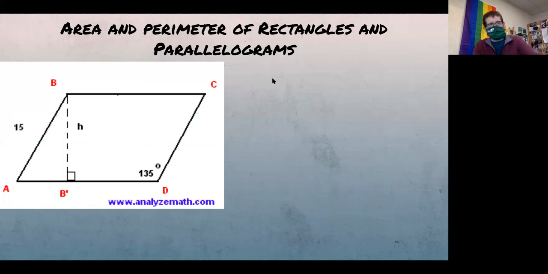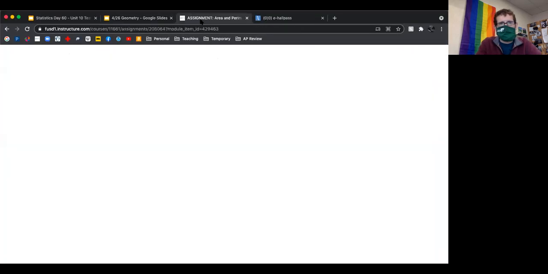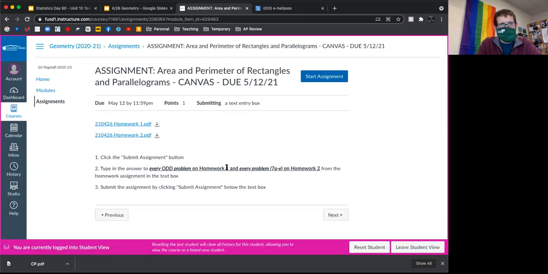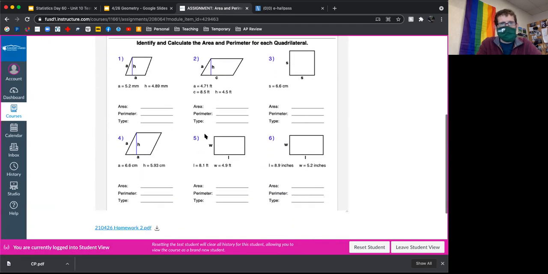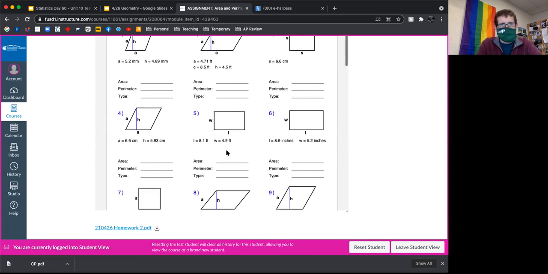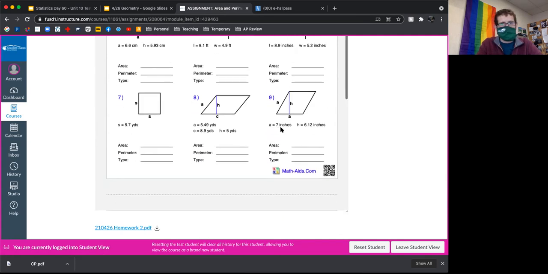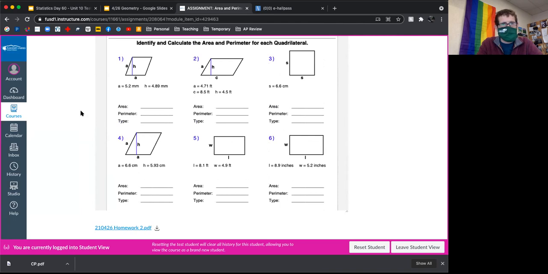What I'm going to do real quick is take you over to Canvas. You're going to be doing some PDF on Canvas. And you can see right here for the first homework, it says every odd problem on homework 1. So if we look at that real quick, you can see these are the ones where they give you all the dimensions that you need. Now there are going to be squares, rectangles, and parallelograms. Squares are not too bad. When it asks for the type, I don't really care about that part. But if you want to name it as a parallelogram, rectangle, or square, that's a good idea. Now it does give you your answers down here. There's an answer key, but take the time to actually calculate it before you look at the answers.